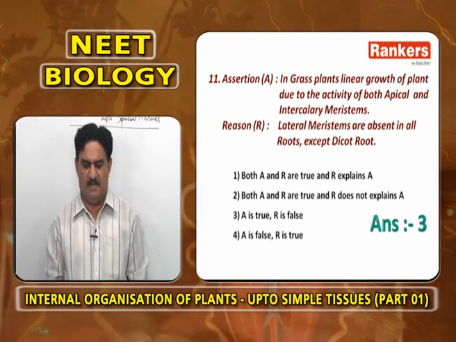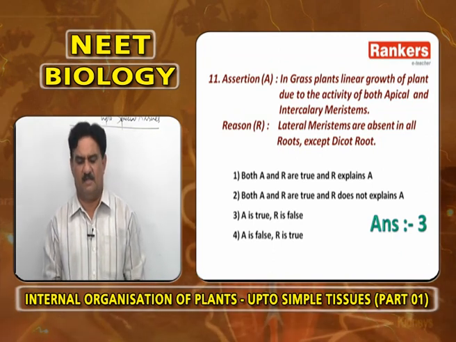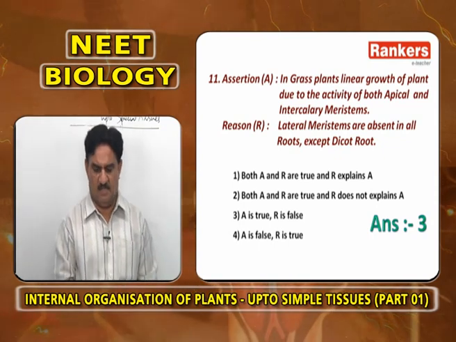But in grass plants, linear growth of the plant is due to the activity of both apical and intercalary meristems is correct. So the answer is 3. A is true, R is false.